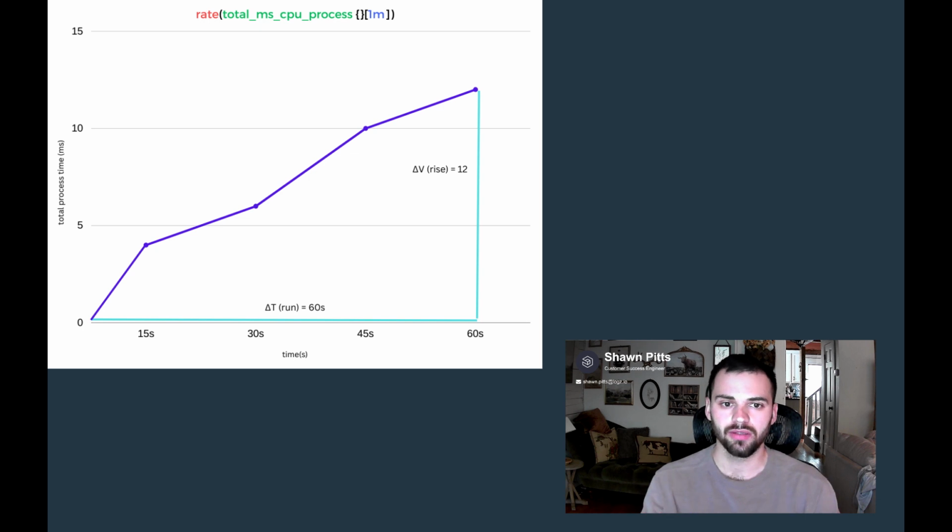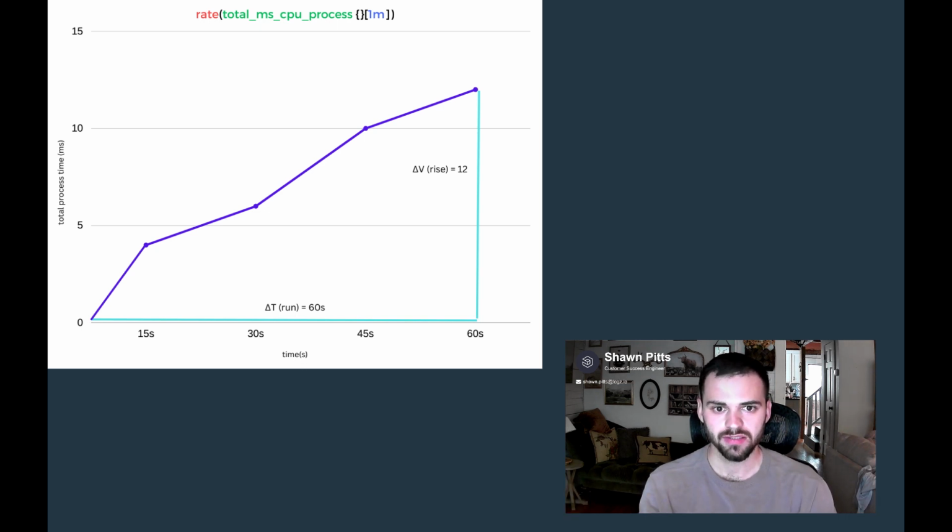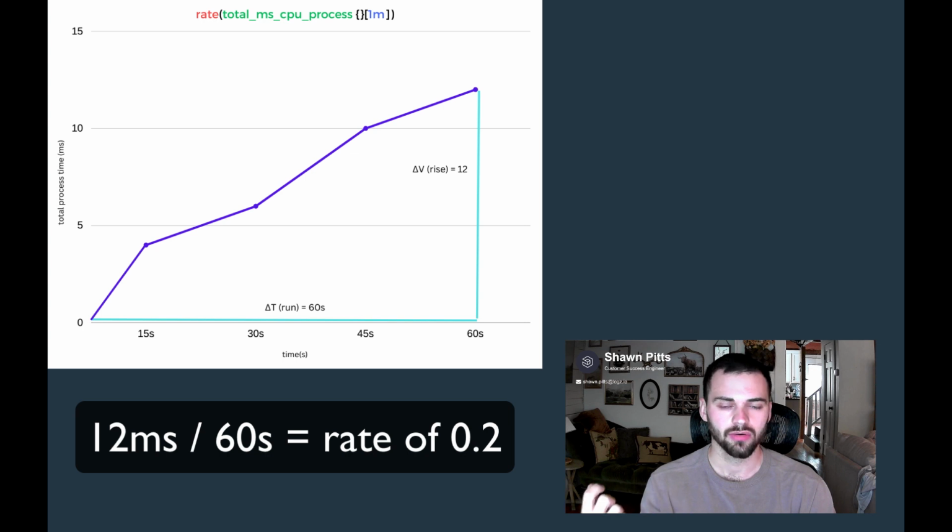Now, what we're doing at this point is rate is saying, I only care about the first data point and the last data point of my range vector. In this case, 1 minute. So we're looking at from 0 to 60. Now, at the beginning, we obviously know it starts at 0. But at 60 seconds, we have 12. So what now we're saying is, what is our rate?